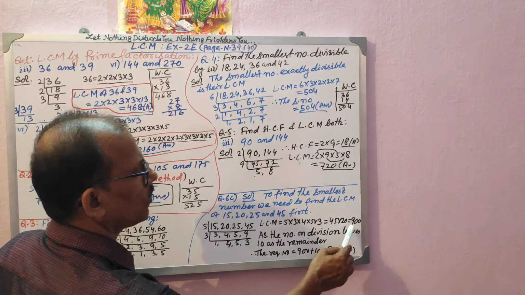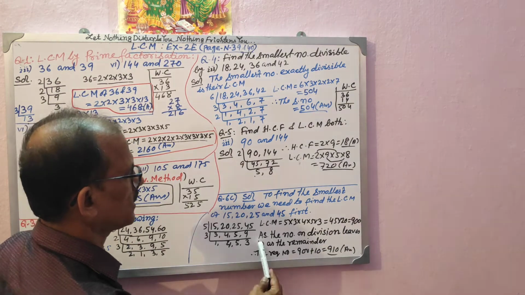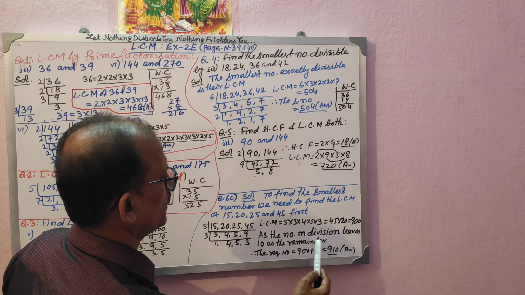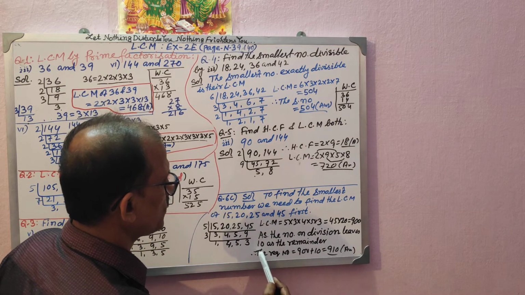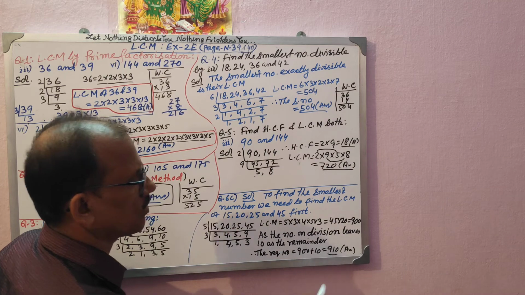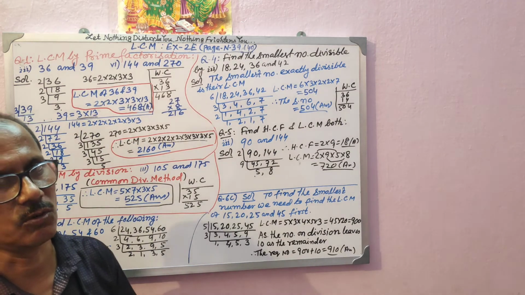So the required number will be 900 plus 10. As the number on division leaves 10 as remainder, the required number is equal to 900 plus 10, which is equal to 910. 910 will be the answer.